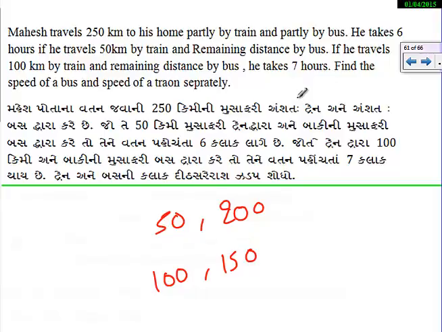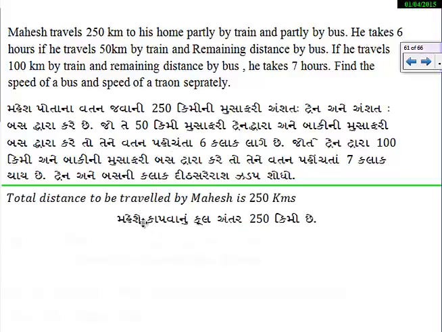Find the speed of a bus and speed of a train. So train का spelling गलत है, it's TRAIN. So let's find the speed of a bus and speed of a train. So let's suppose speed of a train and speed of a bus. So the total distance to be traveled is 250, right?